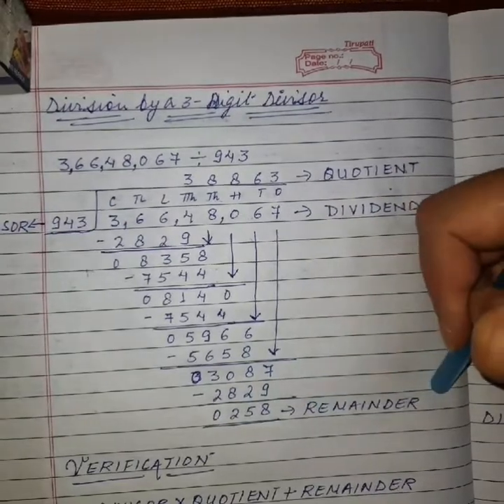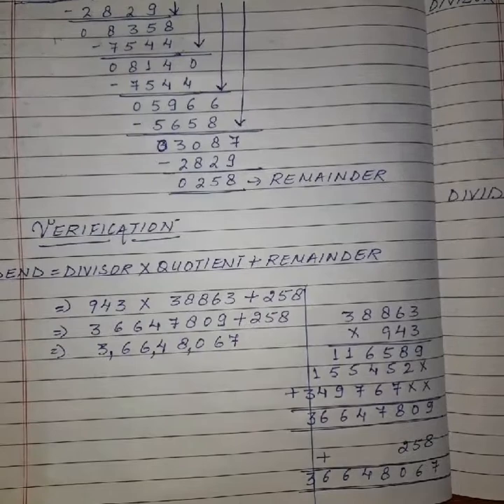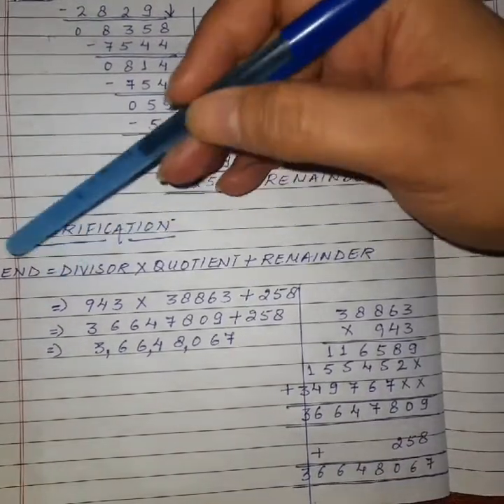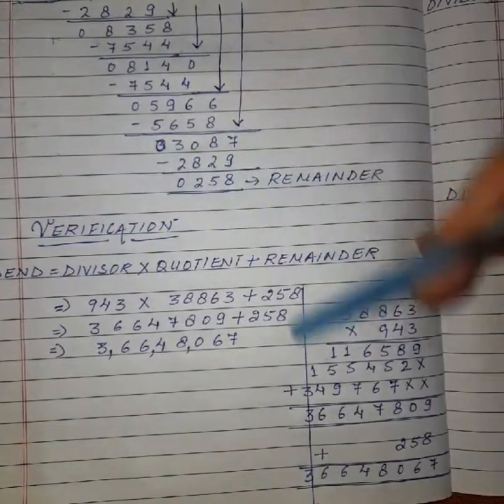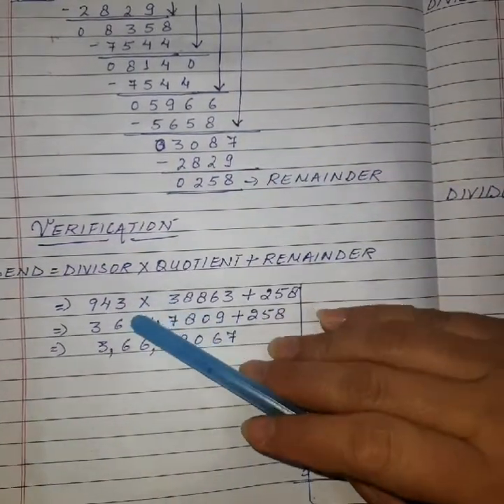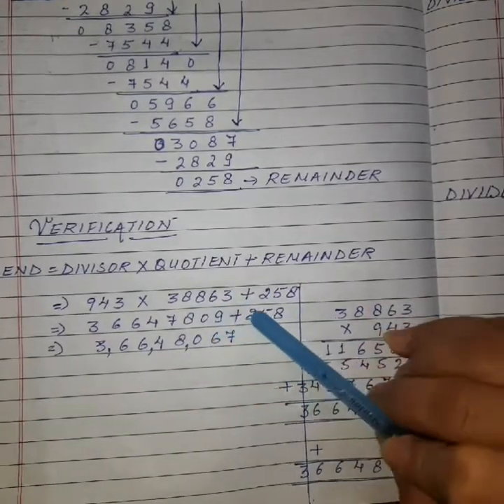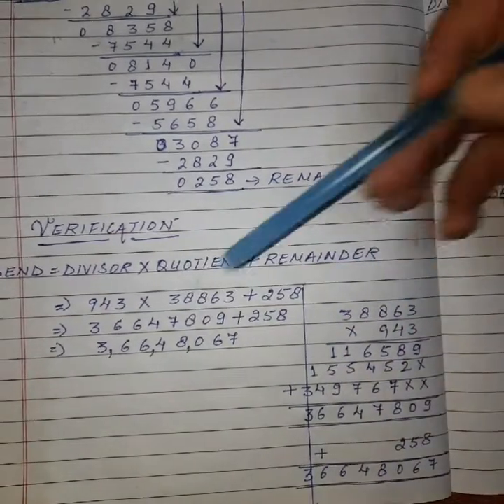258 is our remainder. Now we will check our answer, or we will verify our answer. The same formula: dividend is equal to divisor into quotient plus remainder. Divisor was 943. Quotient we have got 38863, remainder 258.